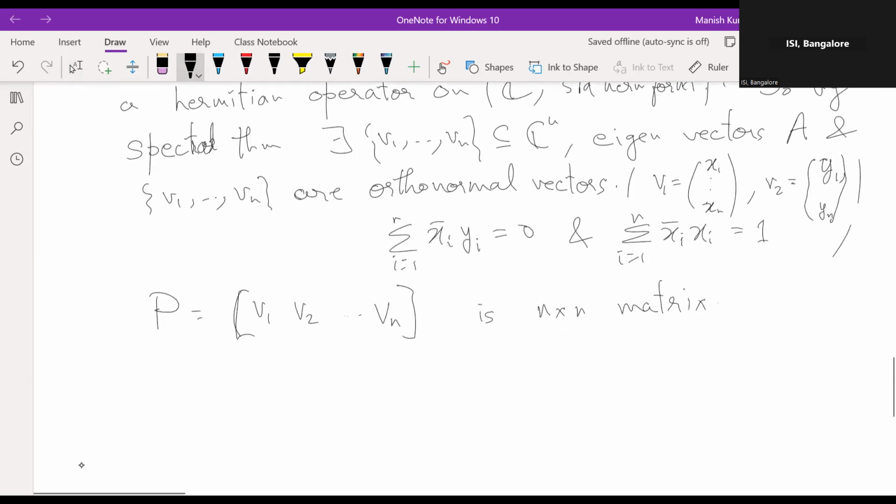Yeah. And what is P star? P star is V1 star, and so on down to Vn star. V1 is a column vector, right? So V1 star becomes a row vector. So we'll have to stack the rows to get an n cross n matrix. Is this okay?